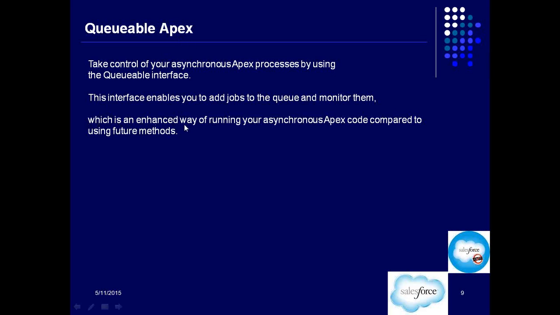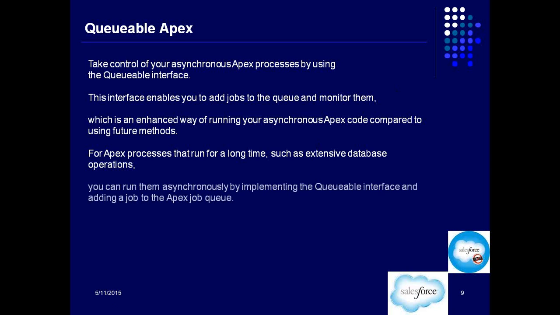So this is an enhanced way of running your asynchronous Apex code compared to your future method. For Apex processes that run for a long time, such as extensive database operations, you can use Queueable Apex. You can run them asynchronously by implementing the Queueable interface and adding a job to the Apex job queue. So this is what we have to do.